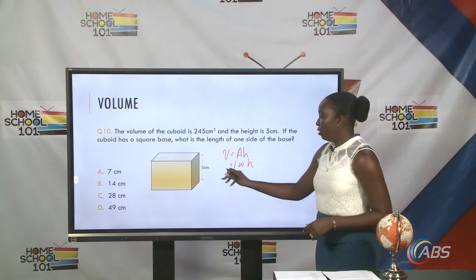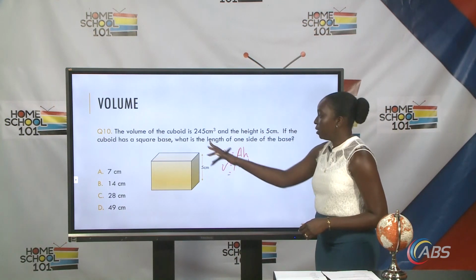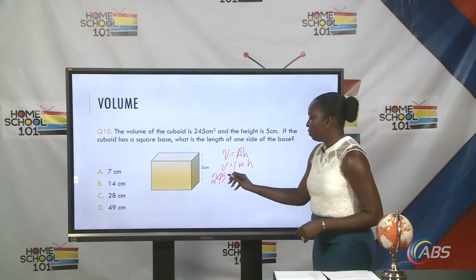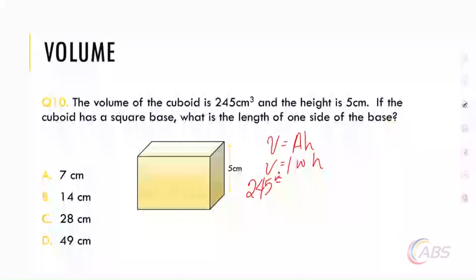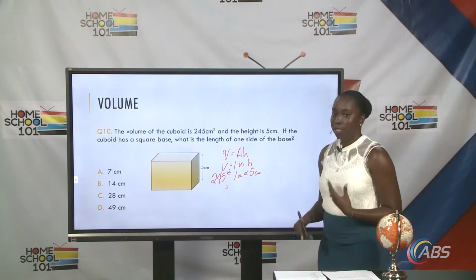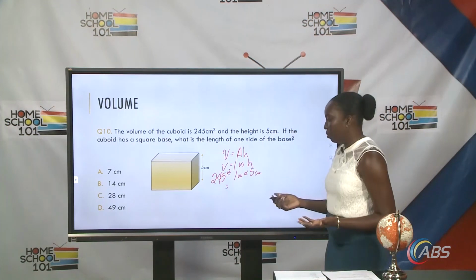They gave us the volume, which is 245. And of course, centimeters cubed. We don't know the length, we don't know the width, but we do know the height. So length times width times the height, and our height is 5 centimeters. Now, what we're going to do is, because we're trying to find the sides of the square, and we have two unknowns there, which in this case can be considered as 1 because they're both the same thing.